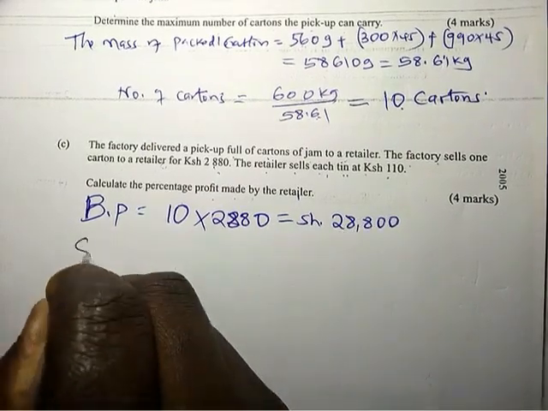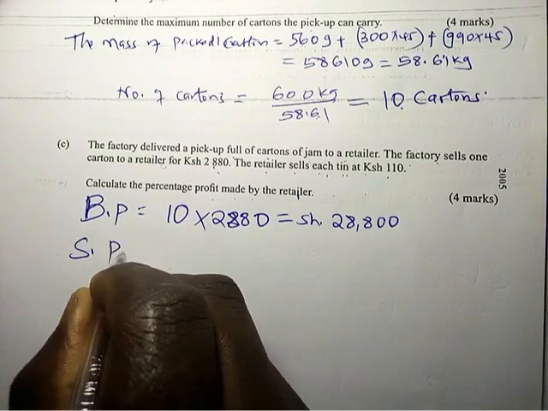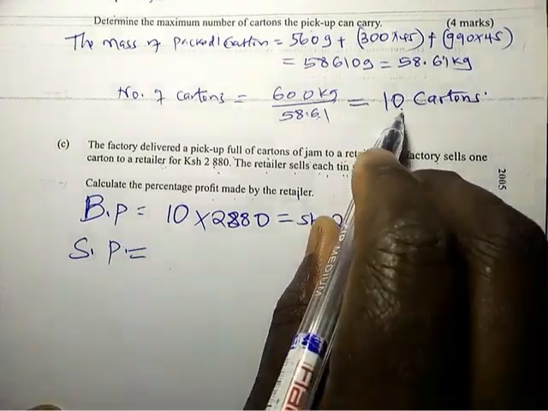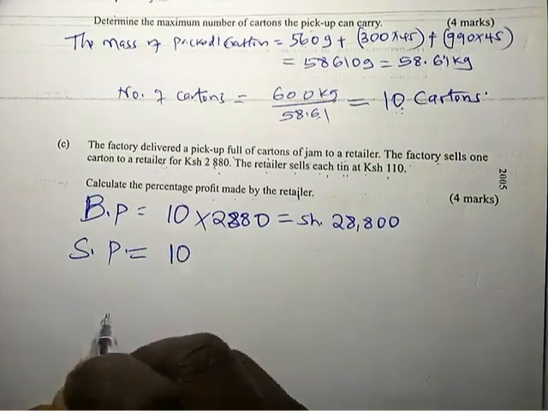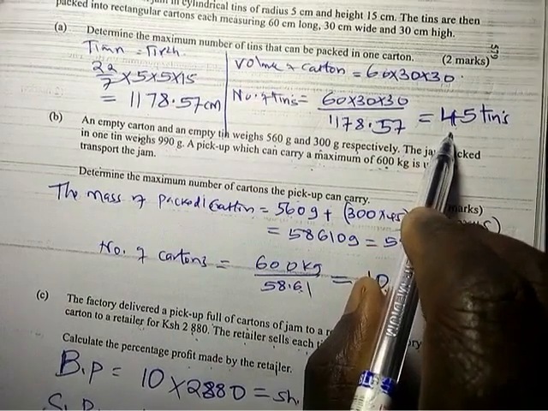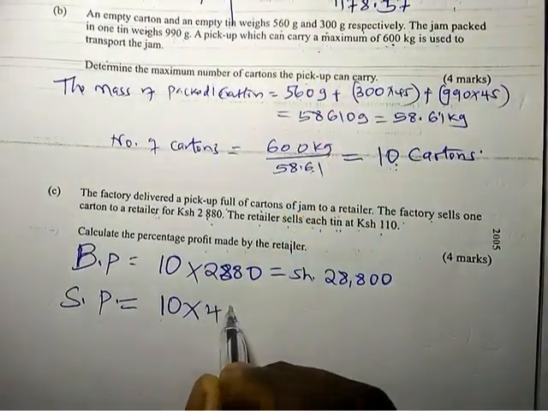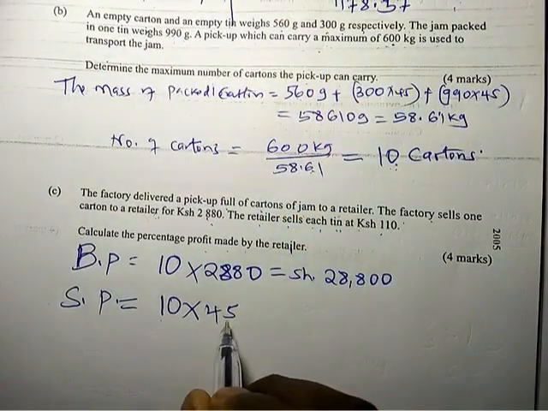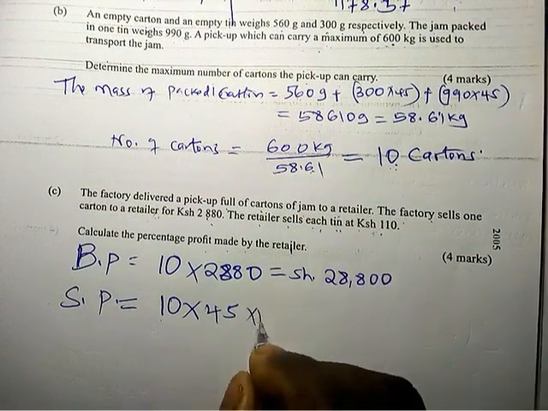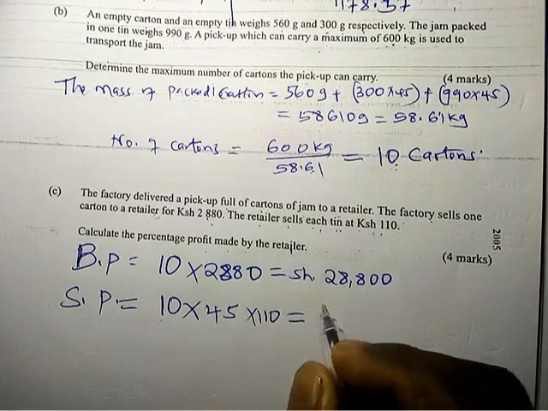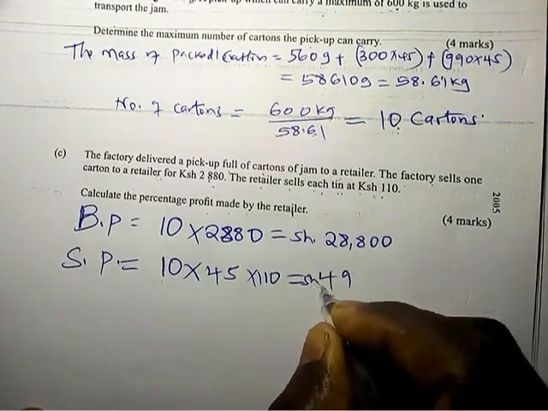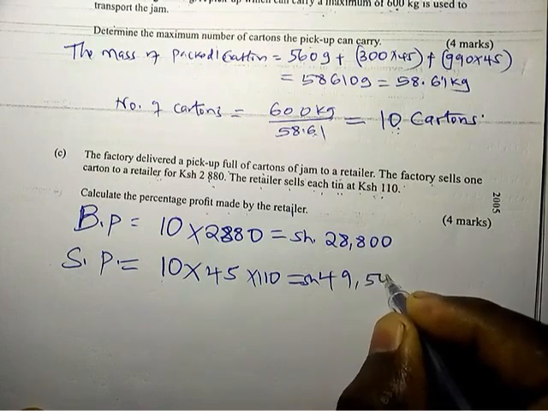So let us see how this retailer sells, the selling price. They were 10 cartons. And each carton has 45 tins. So times 45. Each tin he sells at 110. So times 110. So the total money he will sell is 49,500.